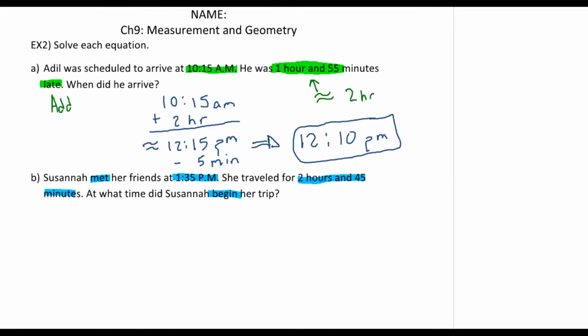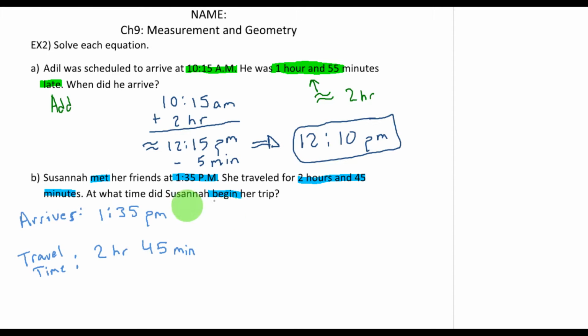So these are a lot of key words. Her arrival time is the time she met her friends. So let's say that she arrives at 1:35 p.m. I'm going to fix that S real quick. So she arrives at 1:35 p.m. She traveled for 2 hours 45 minutes. So her travel time is 2 hours 45 minutes.